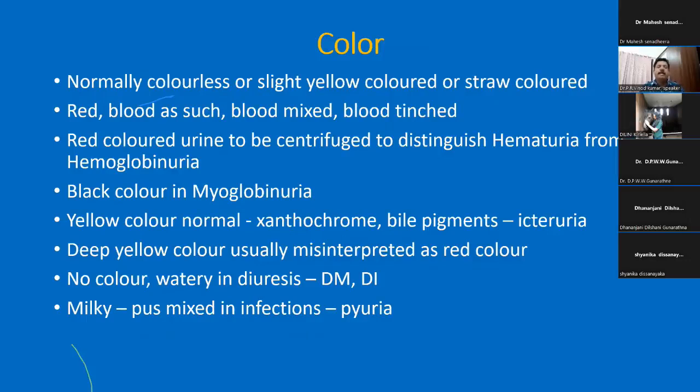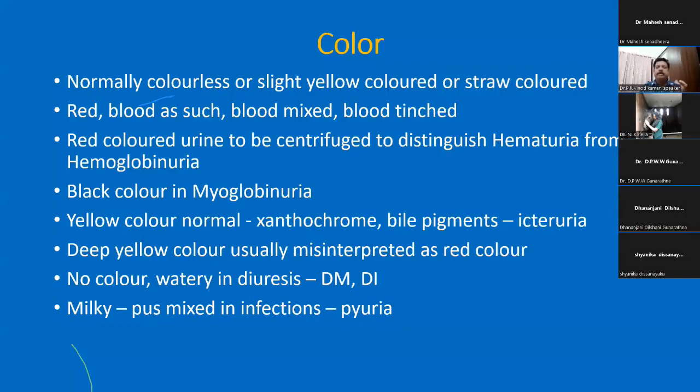Sometimes the urine may be red in color. If it is red in color, we can say it is blood mixed, or sometimes blood as such. If there is severe trauma in the urinary tract or bladder, or if there are severe stones inside the bladder puncturing the bladder mucosa, frank bleeding occurs and blood will be coming out.